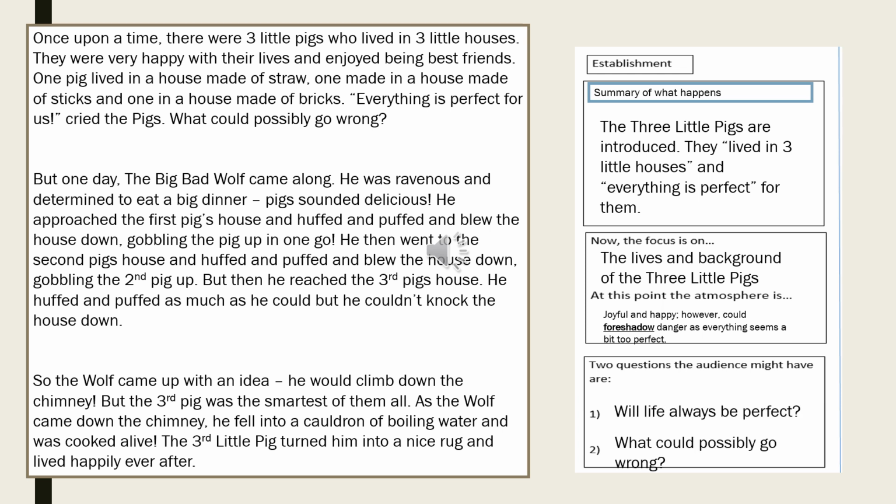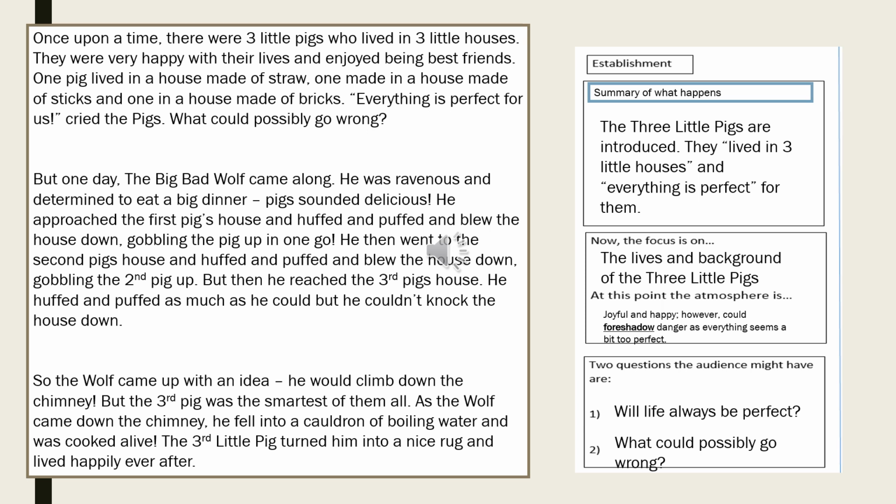So let's put this into practice with a story that you might possibly know, the story of the 3 little pigs. Once upon a time, there were 3 little pigs who lived in 3 little houses. They were very happy with their lives and enjoyed being best friends. One pig lived in a house made of straw, one in a house made of sticks, and one in a house made of bricks.